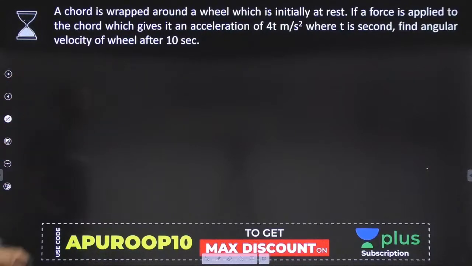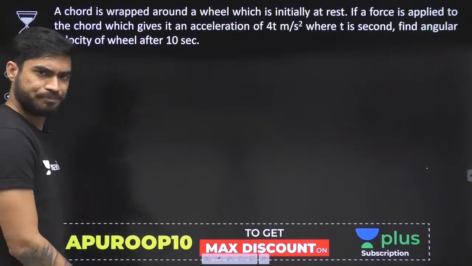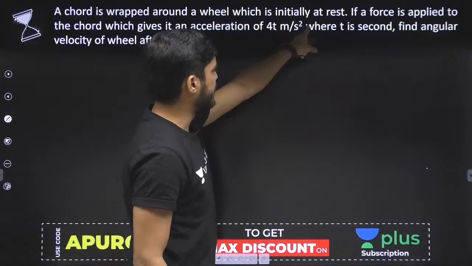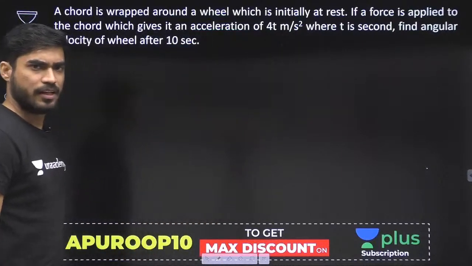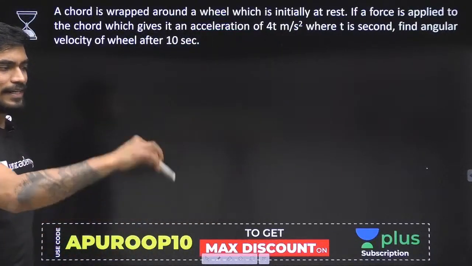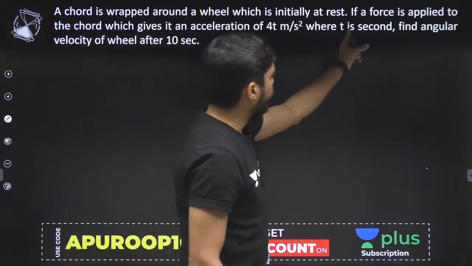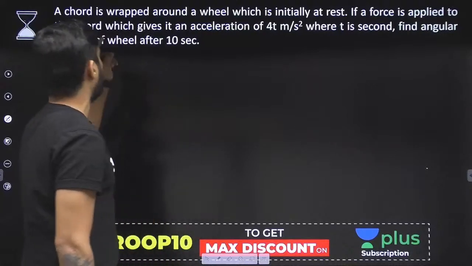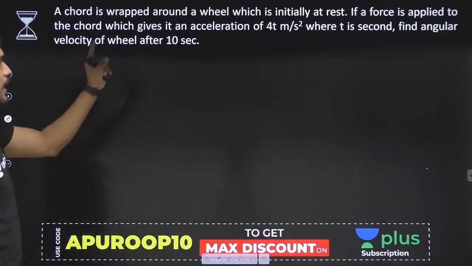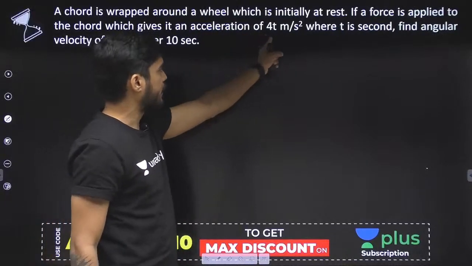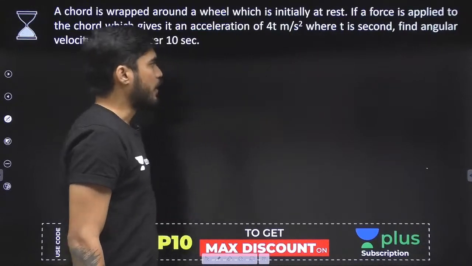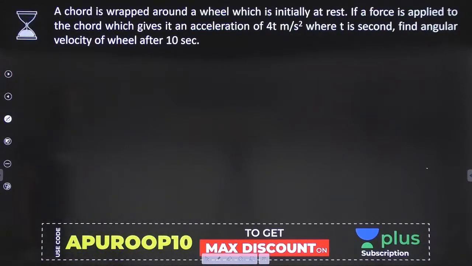A cord is wrapped around a wheel which is initially at rest. If a force is applied to the cord which gives it an acceleration of 4t meter per second square, where t is in second, find the angular velocity of the wheel after 10 seconds.